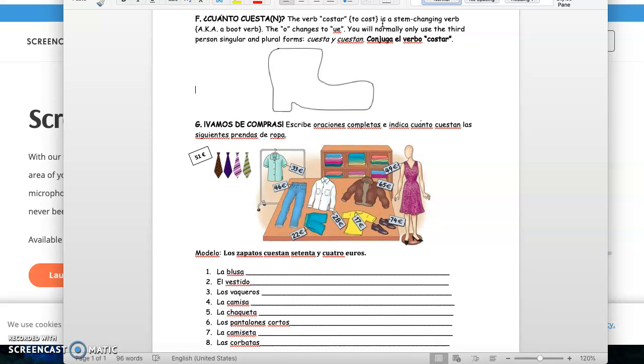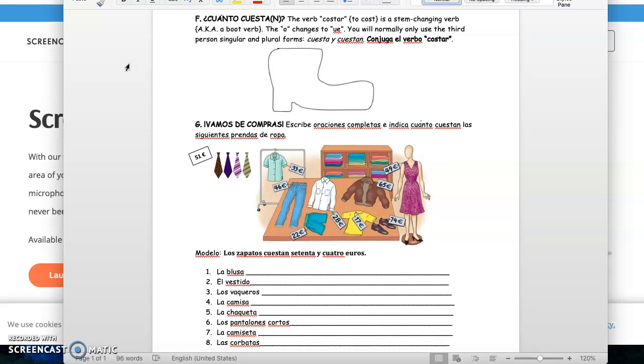Since the start of the school year in your classroom, you've been using the verb poder, which means to be able to. For example, puedo ir a los servicios, o puedo ir al baño. May I go to the bathroom? This has a stem change of O to UE inside of it. Very similar to the verb costar. The only difference is costar is an AR verb and poder is an ER verb.